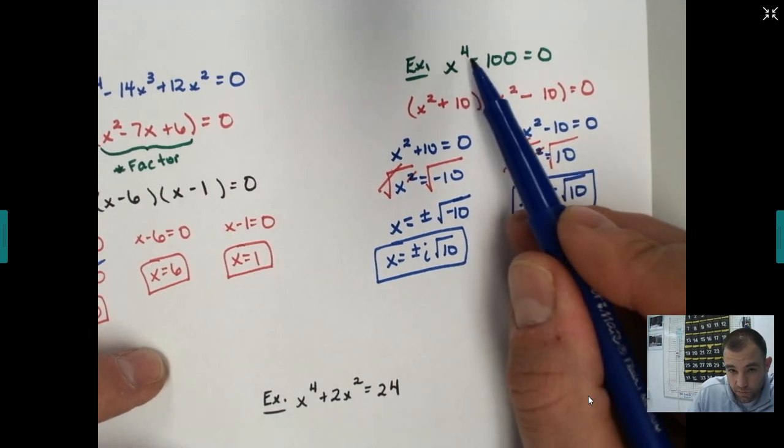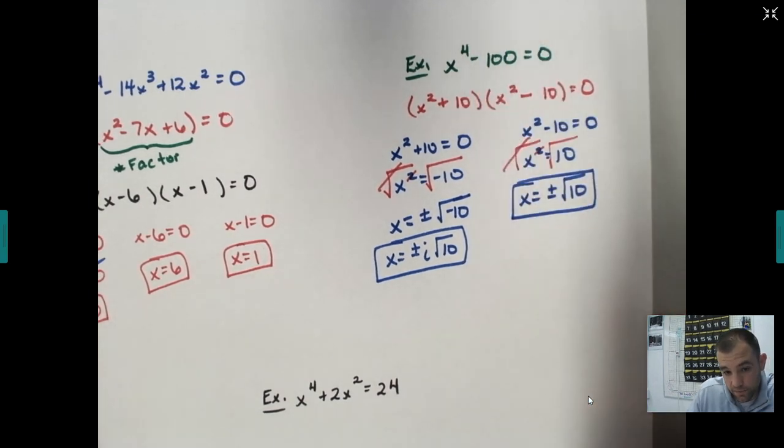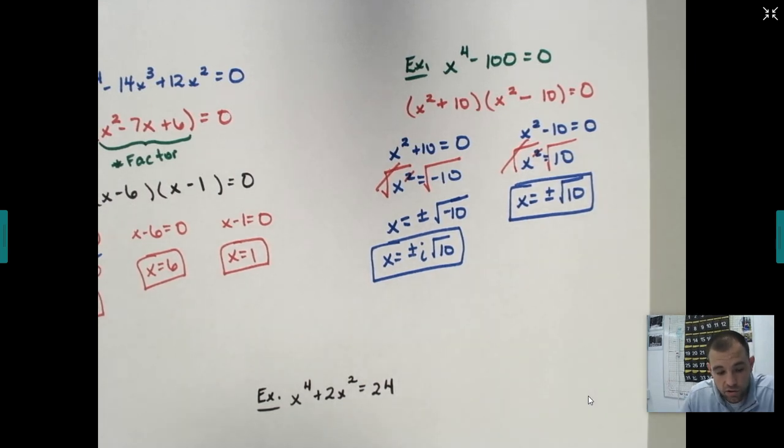And I knew that I was supposed to have four answers because the biggest exponent is 4. Okay? So whatever your biggest exponent is, that's how many answers you should have when you get finished. Okay? Real and imaginary. All right?